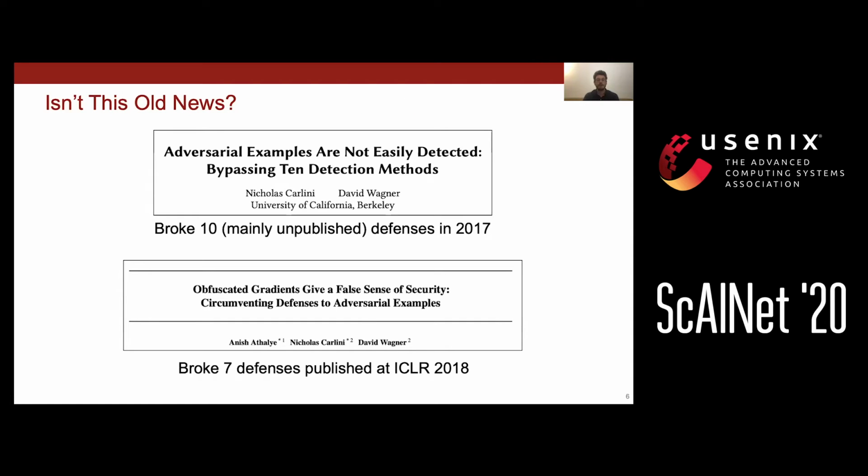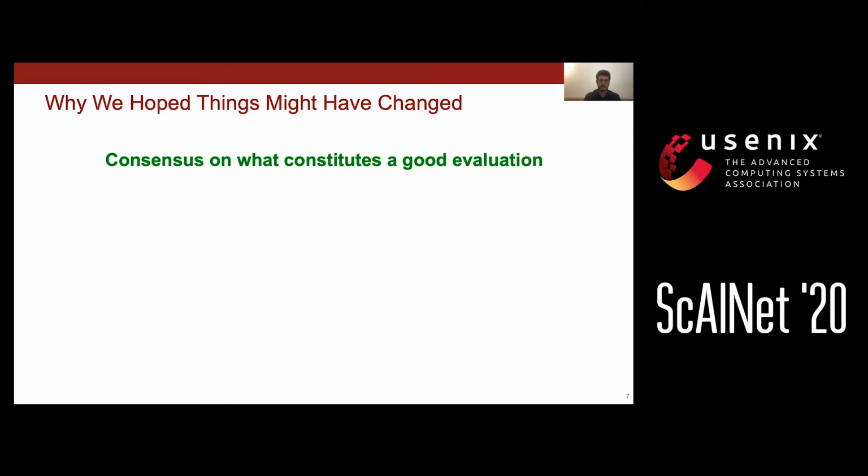So if you've been following this space over the past years, this might not really come as a surprise. And our paper isn't the first one to reevaluate a bunch of defenses and to show that they're broken. Actually, my co-author Nicholas has been doing this for the past 3 years now. But when we initially started this project, we were expecting quite a different outcome. Actually, our initial goal was to show that evaluations of defenses against adversarial examples are improving.